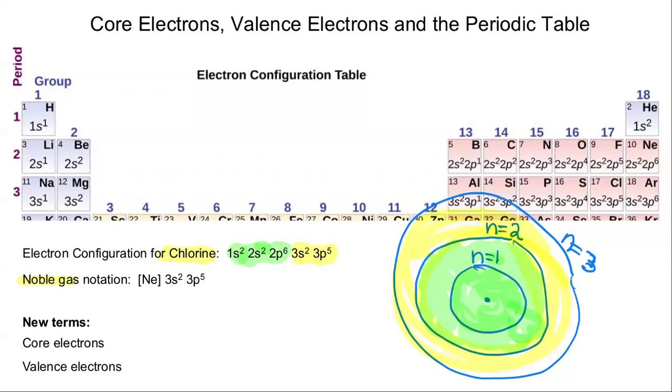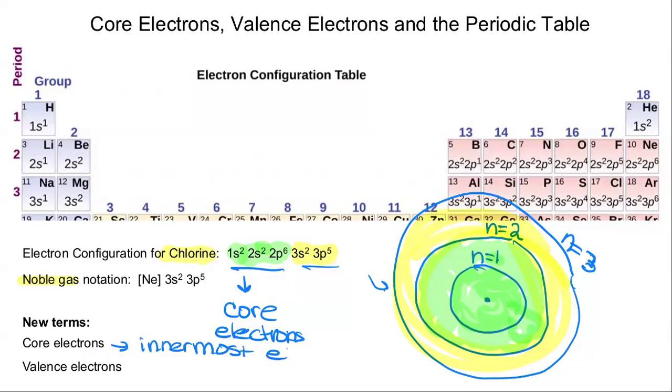So these electrons on the inside are called core electrons. And I picture this being like an apple core. If I took a bite, I'm not going to hit the core, right? I would be at my outermost electrons. So we call the core electrons the innermost electrons, but really, they're just not the valence electrons. The valence electrons are the electrons in the outermost shell.